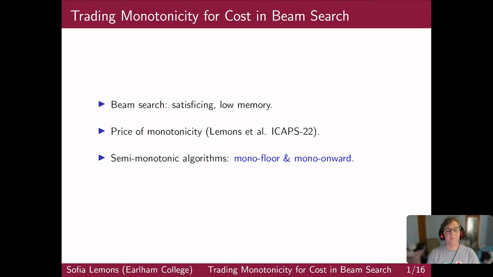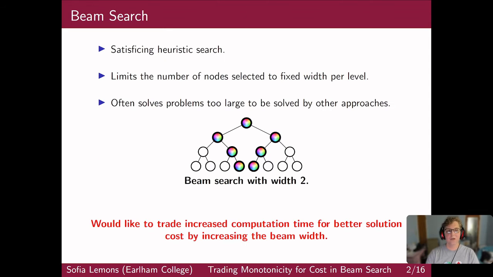First, we'll talk about beam search in general. Then we'll talk about previous work and its relevance to this concept of the price of monotonicity. And finally, we'll look at two semi-monotonic algorithms which we have presented in this work called mono-floor and mono-onward.